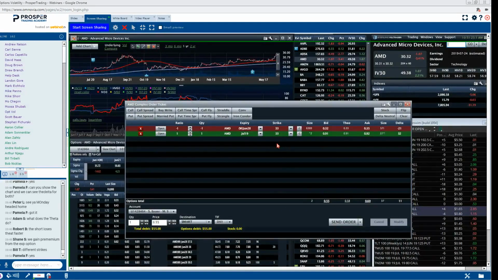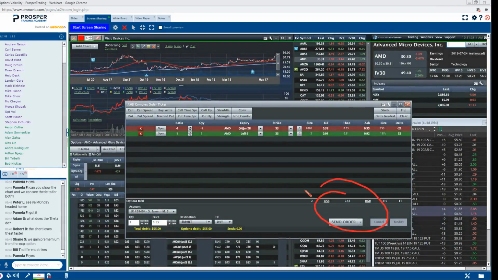And if we look here, we can see that if we just did the straight calendar using the same exact strikes, we can see that that thing, however, we paid 90 cents, so an additional 30 cents to get the additional upside exposure because we're very bullish in AMD.